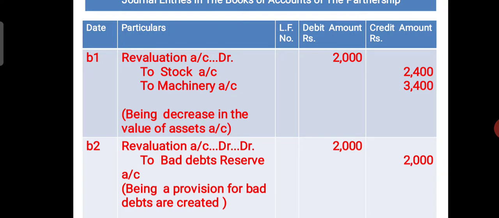And next, revaluation account debit to bad debts reserve account. Here we created a provision for bad debts account. Okay, for that the entry is: revaluation account debit to bad debts reserve account or provision for bad debts account, rupees 2,000, being provision for bad debts created. Okay students, whenever we create a provision for bad debts, generally the revaluation account will be on the debit side and the bad debts account is on the credit side. Okay, right.